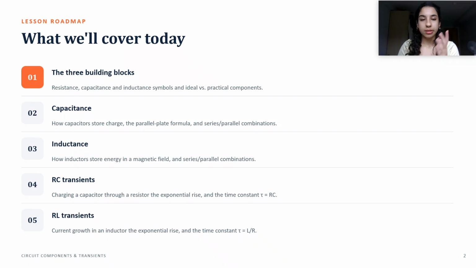So, these are the things that we are going to be covering today. We have three building blocks: resistors, capacitors, and inductors. These are the components that we are going to talk about. We'll have RC transient circuits and RL transient circuits.